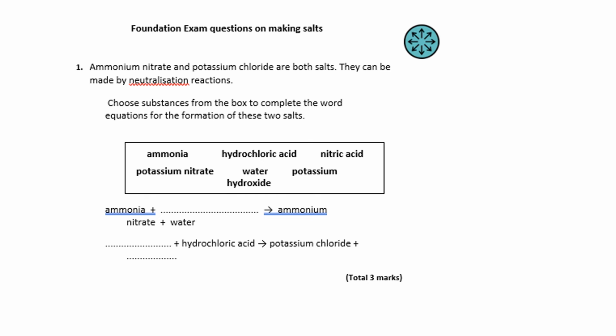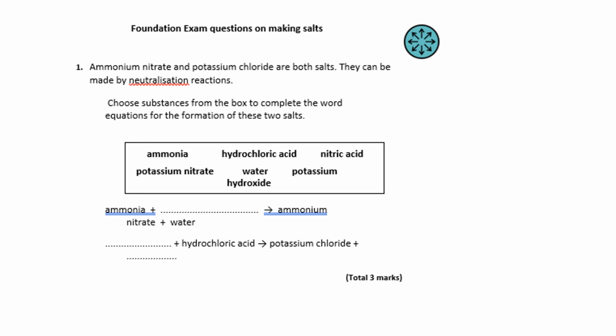Okay, so let's have a look at an exam question here, then a bit of transfer for you. Pause the video and have a go for yourself. Okay, so it says here ammonium nitrate. I don't know what ammonium is, anybody? Ammonium nitrate and potassium chloride are both salts. Okay, they can be made by neutralization reactions. Okay, choose substances from the box to complete the word equations for the formation of these 2 salts.